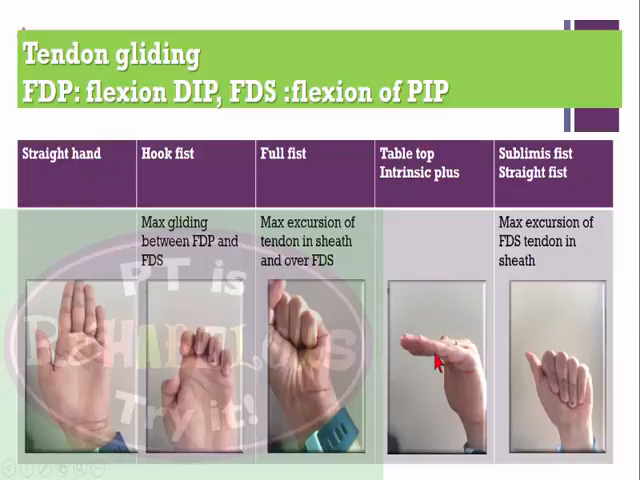So here you can notice that from the knuckles to here, the finger is straight in L-set position, and we have to maintain this for 2 to 3 seconds, then keep it straight. Then the sublimis fist or straight fist causes maximum excursion of the flexor digitorum superficialis tendon in the sheath. Same, we can hold it for 2 to 3 seconds, and again we can straighten our hand.